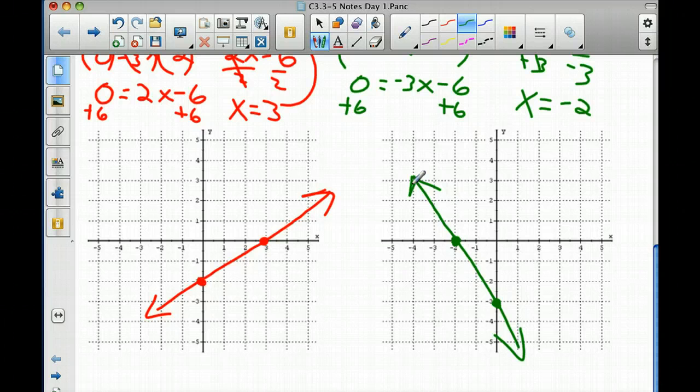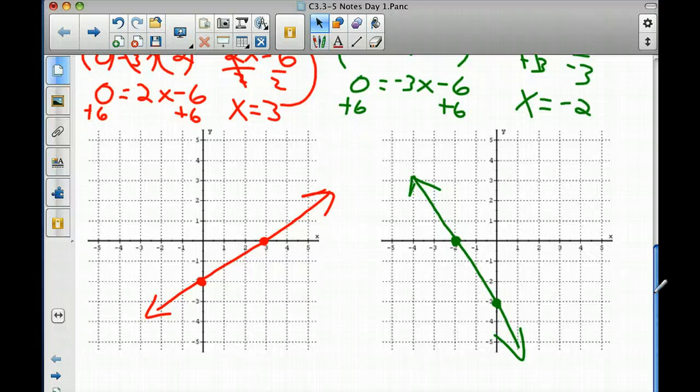Draw your line. That is graphing using the x and y intercepts. We're not using slope-intercept form today. We're using the x and y intercepts. Now, hold on. Leave it on that first page real quick.